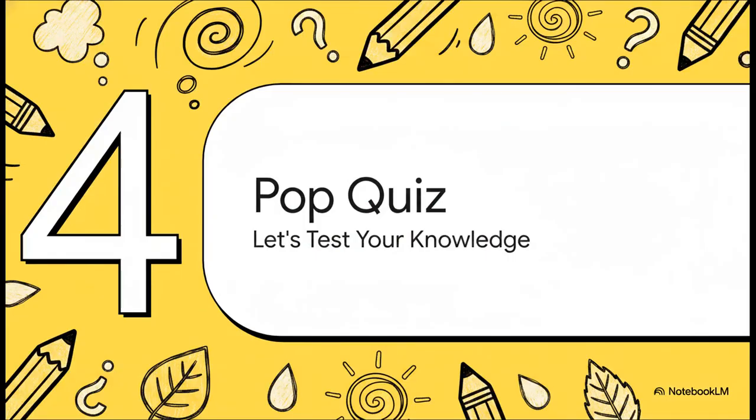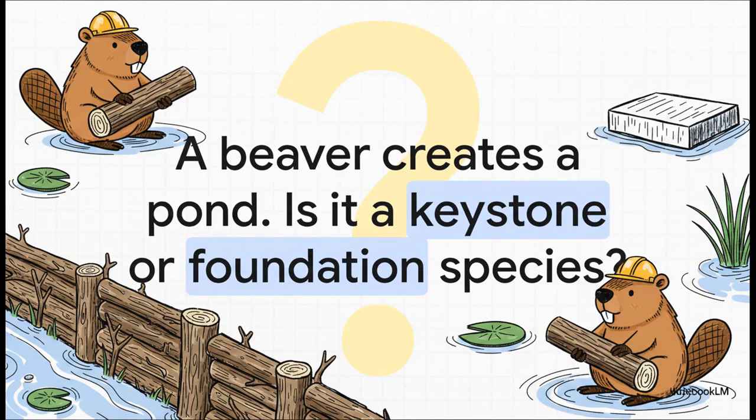All right, you knew it was coming. It is pop quiz time. Let's see how much of this has been sinking in. I'll ask the question, you think of the answer. You ready? Let's go. First one, a beaver builds a dam, floods a meadow, and makes a new pond. Is that beaver a keystone species or a foundation species? If you said foundation species, you got it. It is physically engineering or building a new habitat.